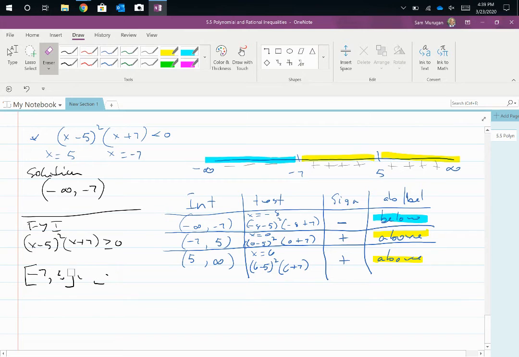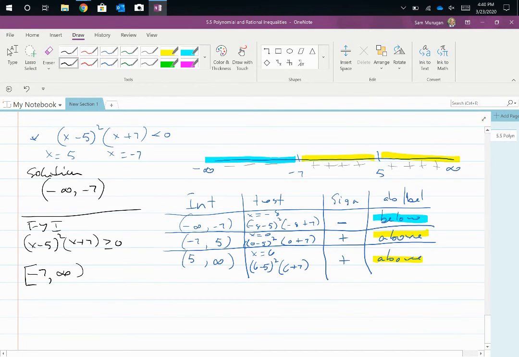Actually, that's not correct. This would be all the way across, from -7 all the way through to infinity. Yeah, that's correct. All the way to infinity, because the 5 would be included in the inequality. And even though it's touching at 5, it's included in the inequality.